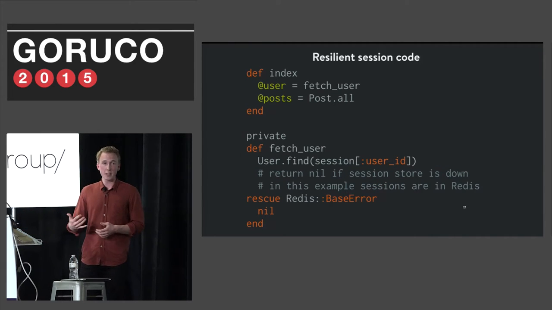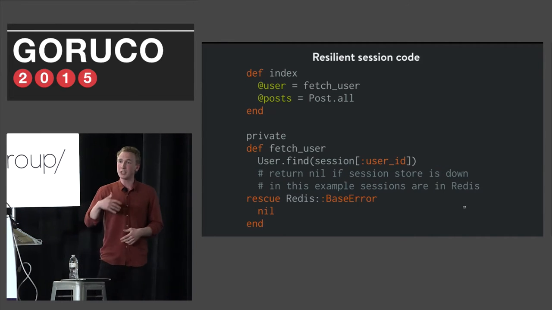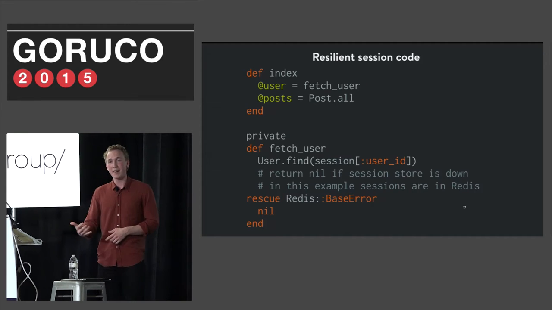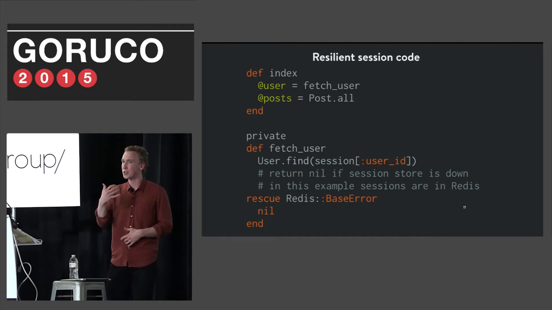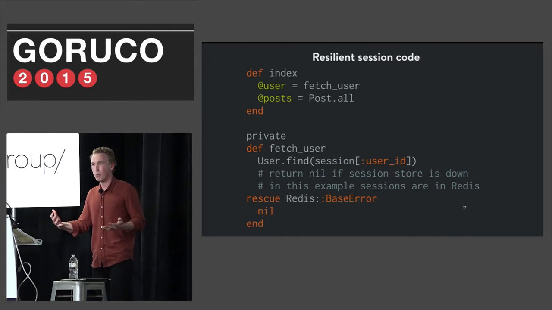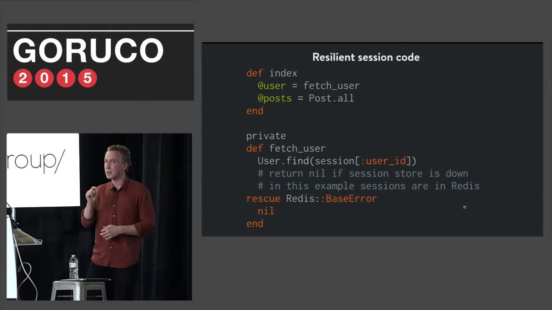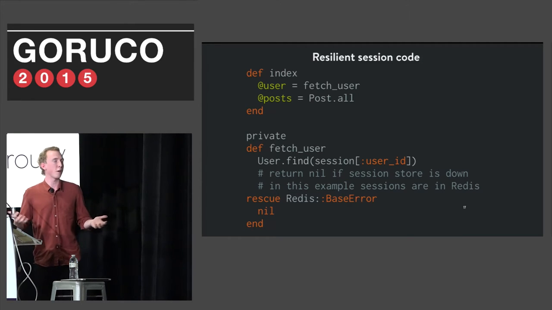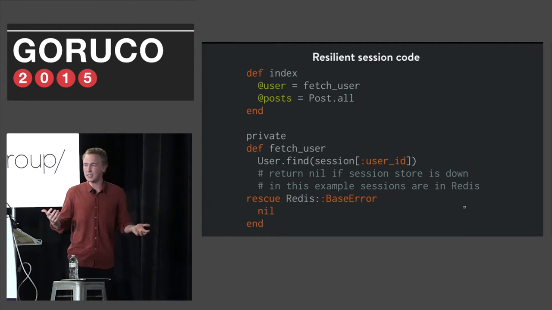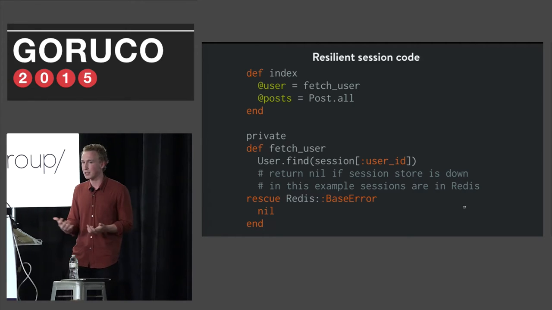So the more resilient code will look something like this. It rescues the error and returns back a nil. And the great thing is that the template already does this. It already checks if there's a user, and if there's no user, it just shows the user has signed out. So everything else just worked. We only had to add 2 lines of code to make this way more resilient. And you can do this with a lot of other things. You just return an empty data structure when the data store is down. This is much more reasonable.